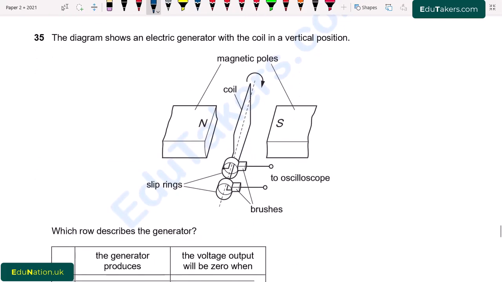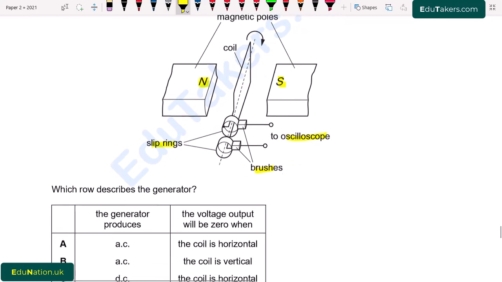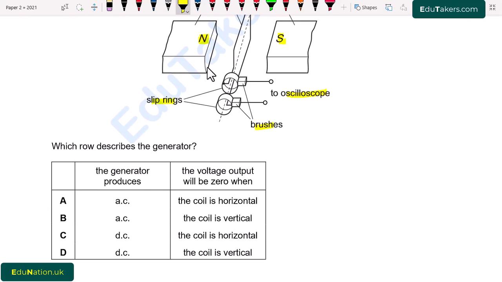Question number 35. The diagram shows an electric generator with the coil in vertical position. Here is a diagram which shows the electric generator and the coil is placed in vertical position. In this generator there are also slip rings, brushes and an oscilloscope. There is also the magnetic field which is provided by the north and south pole of the magnet. Which row describes the generator? The generator produces AC or DC and the voltage output will be 0 when.